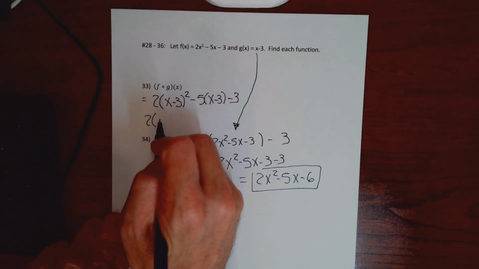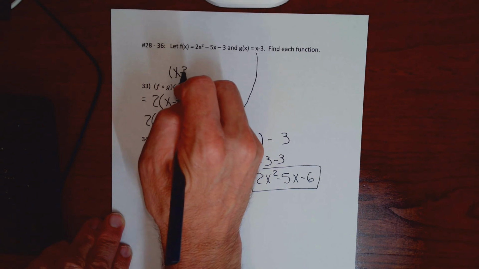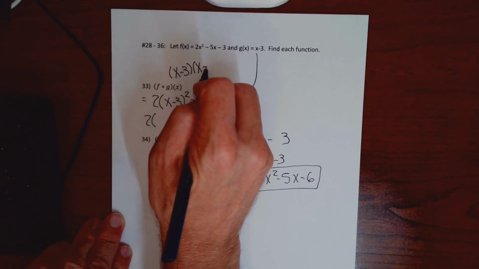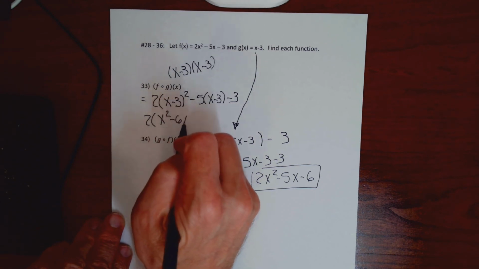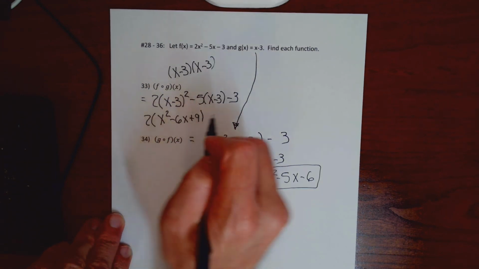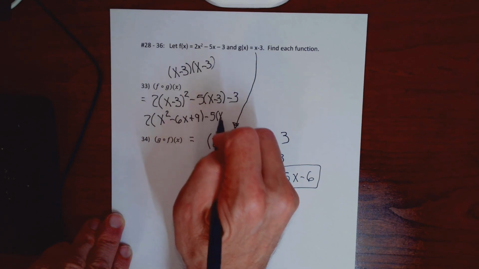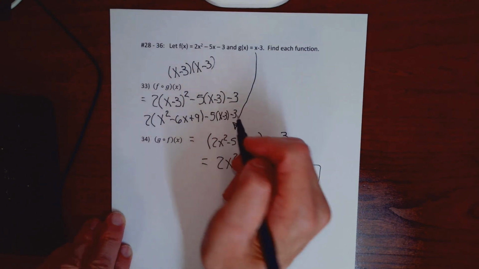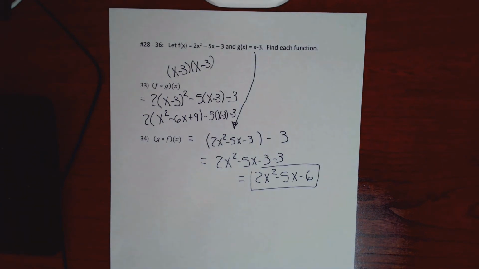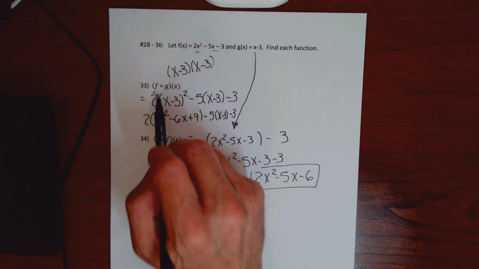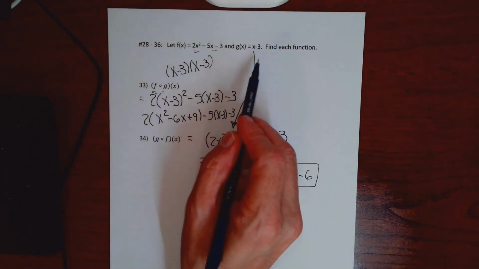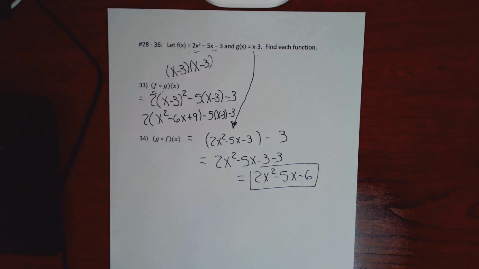X minus 3 squared technically needs foiling. If you teach this class for 30 years, you know how to FOIL that in your head. That comes out to x squared minus 6x plus 9. So that would be the start of 33. I did the substituting. I changed both x's in the f function, because it was written first, with the function that's written second, which is x minus 3. I started the simplifying. You can finish the simplifying. We're at 32 minutes, so we're going to move on to a part 2 to this video.